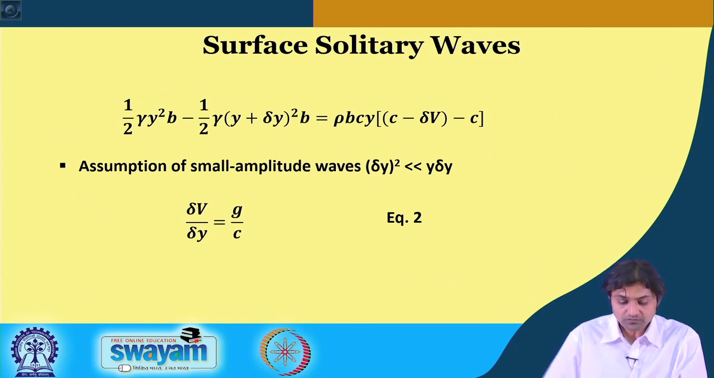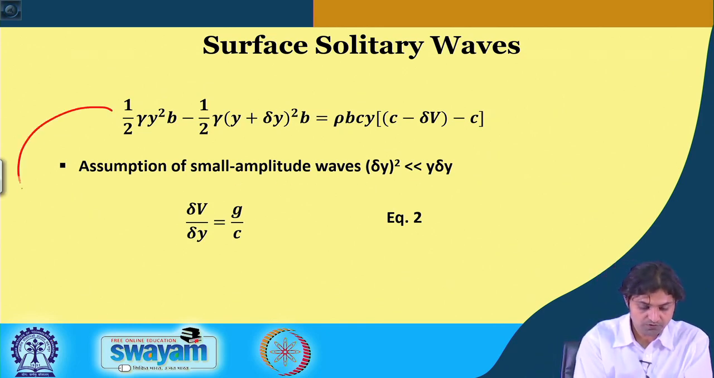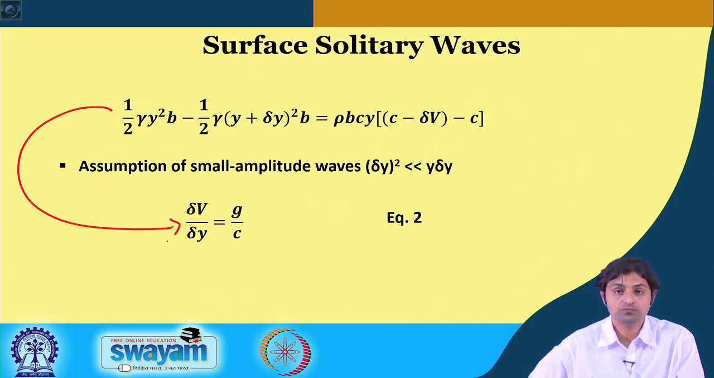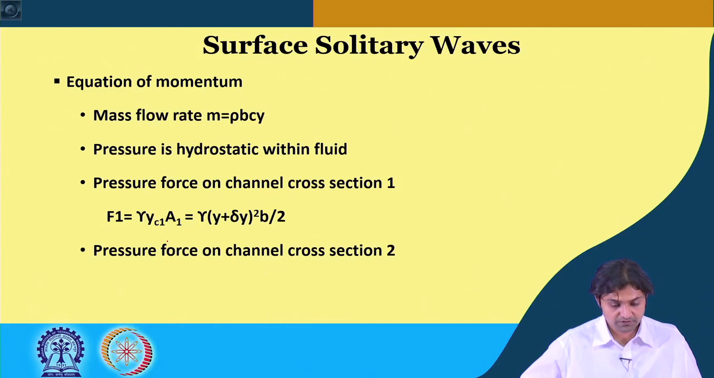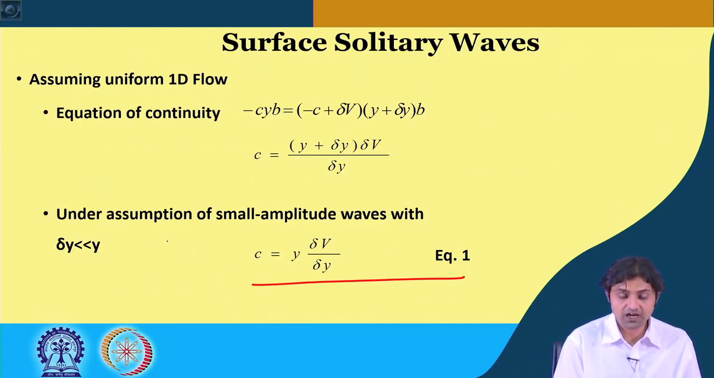So, under the assumption of small amplitude, I showed you how to go from here to here, correct. Because of this we now have equation number 2. So, what are we going to do? We are going to equate equation 2 into equation 1. If you go back and see what equation 1 was, equation 1 was c is equal to y delta v by delta y, correct.